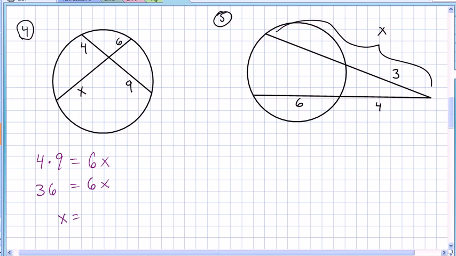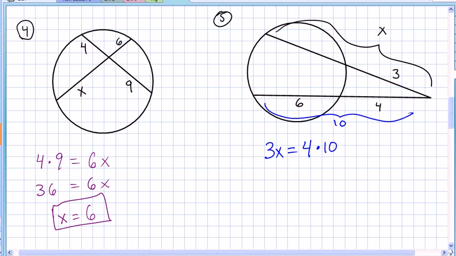Let's take a look at number 5. This is a secant. Remember, when we're dealing with secants, it's always going to be the external part multiplied by the entire thing. So looking at the top one, 3 is the outside part, x is the entire thing. That should be equal to 4 is the outside part of the bottom one, the entire thing is going to be 10. We need to make sure we're doing 10 and not 6. So 3x will equal 40, and x should equal 40 over 3. And you can just leave it like that.